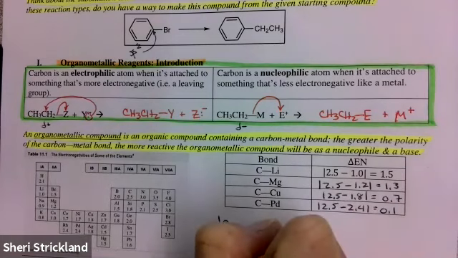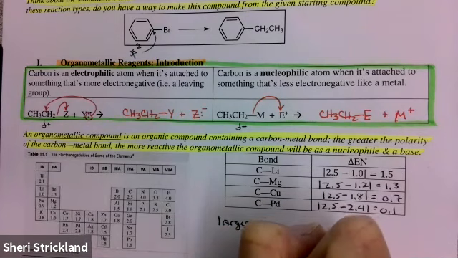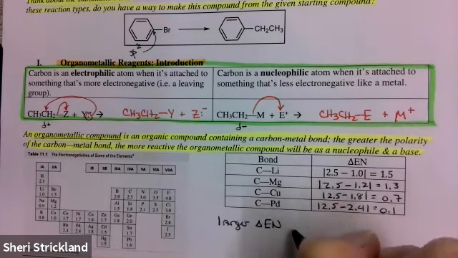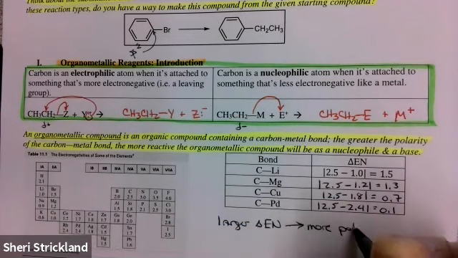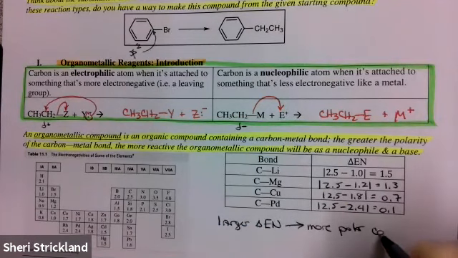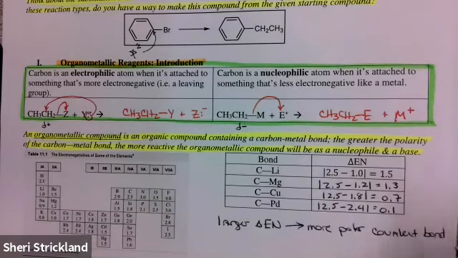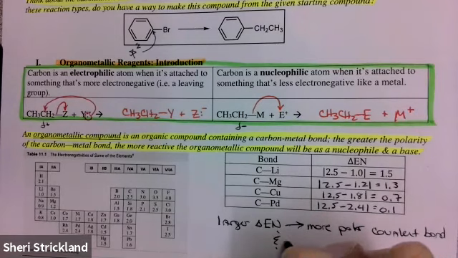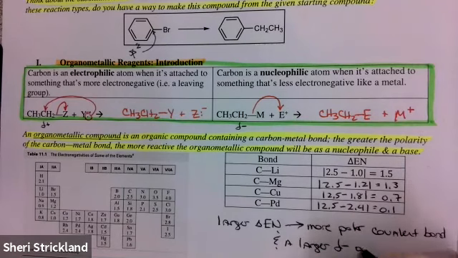So a larger electronegativity difference gives you a more polar covalent bond. And a larger partial negative charge on the carbon bonded to the metal.